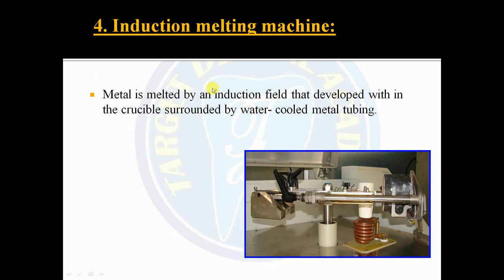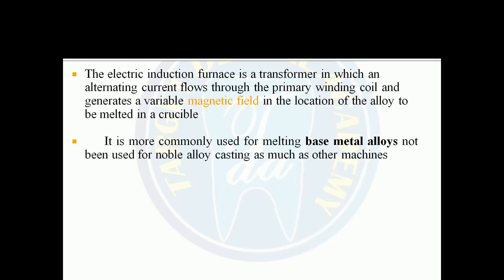Coming on to the induction melting machine, metal is melted by the induction field that develops within the crucible, surrounded by water-cooled metal tubing. The electric induction furnace is a transformer in which an alternating current flows through the primary winding coil and generates a variable magnetic field in the location of the alloy to be melted in the crucible.